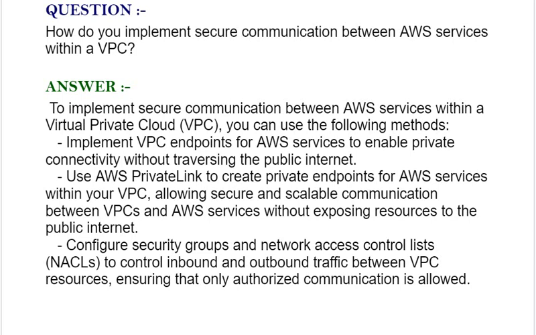Next one is use AWS PrivateLink to create private endpoints for AWS services within your VPC, allowing secure and scalable communication between VPCs and AWS services without exposing resources to the public internet. Next point is configure security groups and network access control lists (NACLs) to control inbound and outbound traffic between VPC resources, ensuring that only authorized communication is allowed.